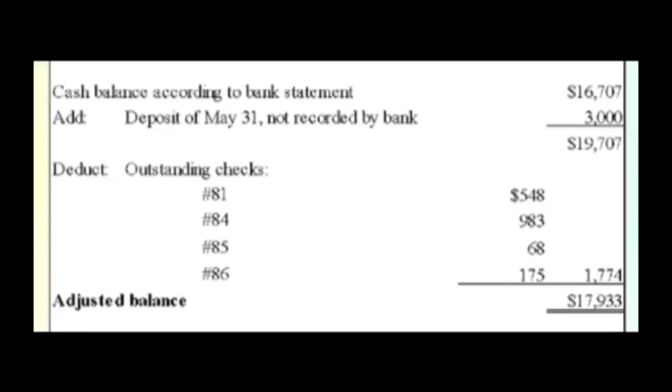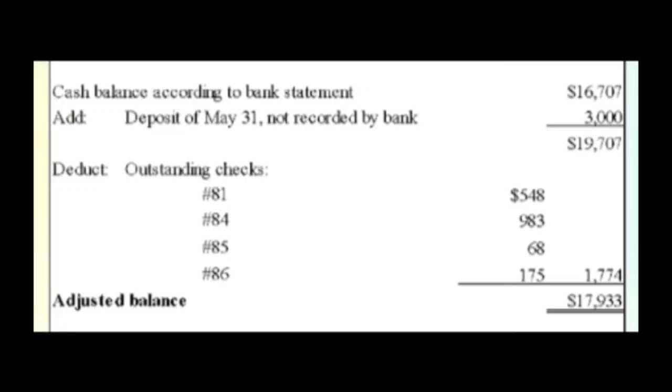Then outstanding checks. As in lecture 1, while discussing the theory, we discussed that outstanding checks are those checks which have been issued by the company but not yet paid by the bank. So the outstanding checks number 81, 84, 85, 86 have been issued by the company and must have been deducted from the company's book.